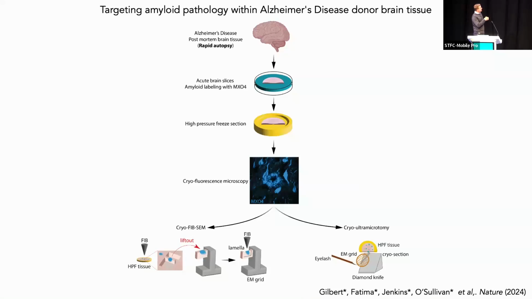We then vitrify using high-pressure freezing, and we can use cryofluorescence microscopy to actually identify within those acute brain slices where the amyloid pathology is. And as we've heard in previous talks, we can then use techniques like cryo-FIB-SEM and serial lift-out, or cryo-ultramicrotomy, to prepare even finer cross-sections through the tissue, which is suitably thin for cryo-electron tomography.